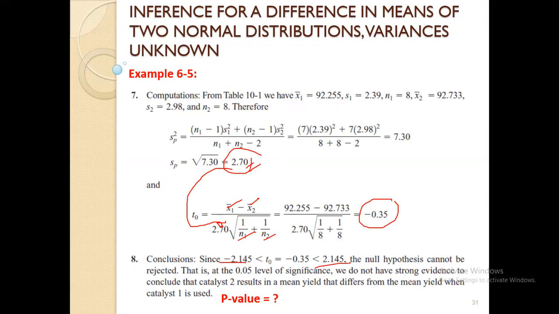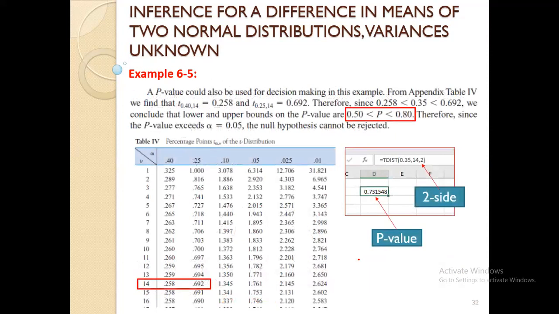Accept H0: μ1 equal to μ2. That's good. We need to accept because the new catalyst gives the same process yield, but the new catalyst is cheaper. So you have to choose catalyst 2 because it's cheaper than catalyst 1. Right. And for this case, we also calculate the p-value.